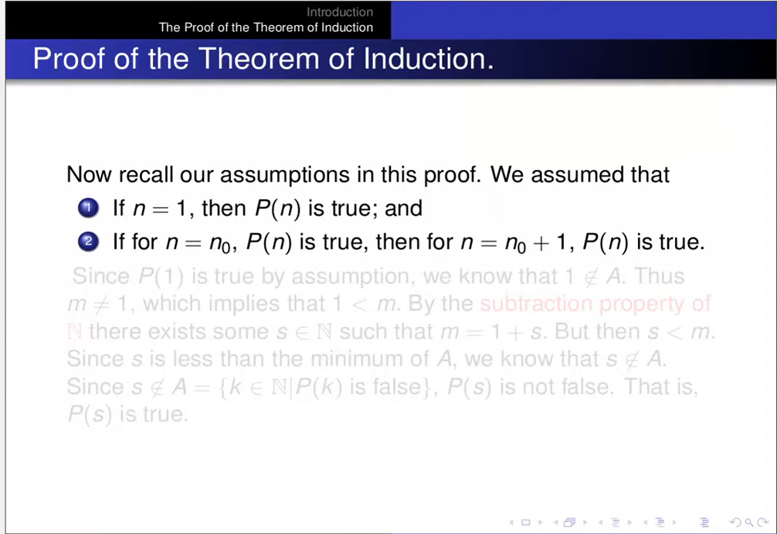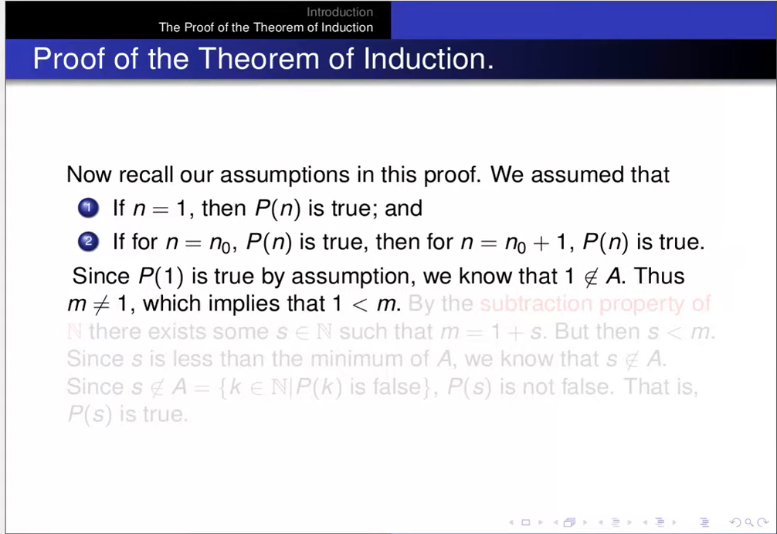But before we do that, let's recall our assumptions in the proof. Firstly, we're assuming that P is true for n equals 1, so P of 1 is true. And we're assuming that if P is true for n naught, then P is true for n naught plus 1. Since P of 1 is true, 1 cannot be a member of the set A, because A is the set of all natural numbers for which P is false. So we know 1 is not in the set A.